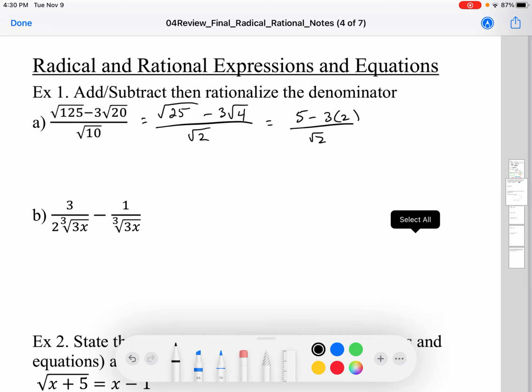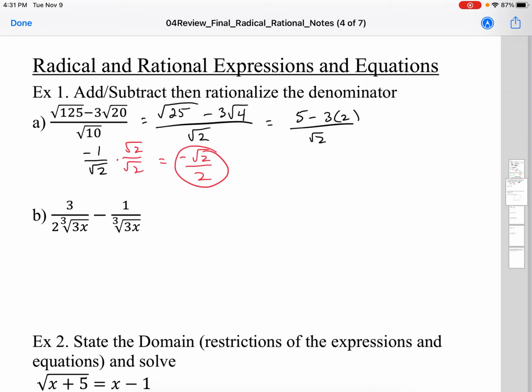And so at this point, I can just evaluate this. This is going to be 5 minus 6. So I end up with negative 1 over root 2. Okay, so at this point, I need to rationalize my denominator. So I'm going to multiply the bottom and the top by root 2. Okay, I have to keep my fraction balanced. So I get negative root 2 over 2. And that's my rationalized expression.